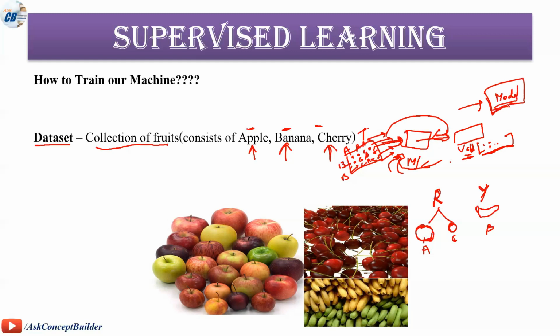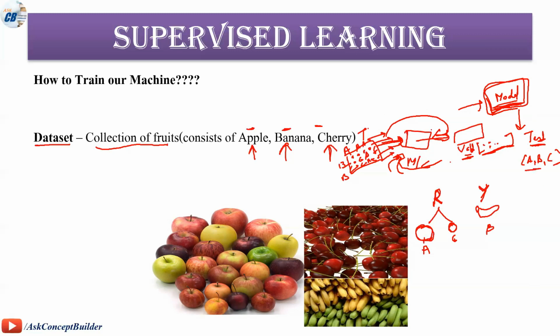Okay, so this will keep on repeating. Finally, when we get a completely trained model, our model is ready. Now we will pass some test data set to it, which is completely different from the training and validation data sets. It is a new data set, but it will consist of only these three types of fruits: apple, banana, and cherry. So now our model will be able to identify these types of fruits.